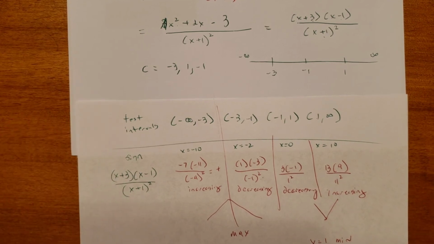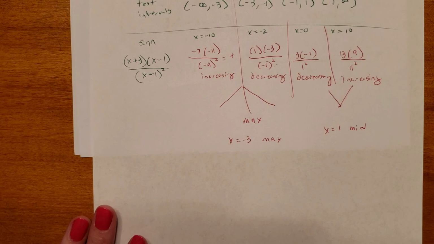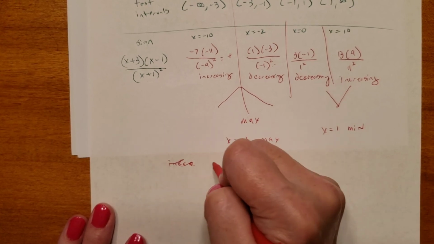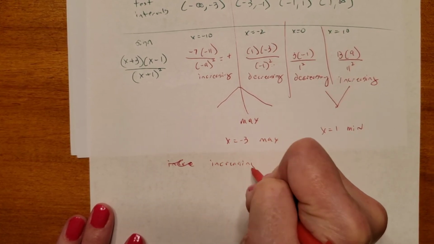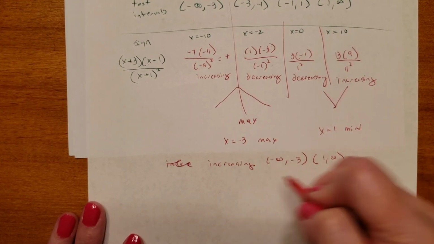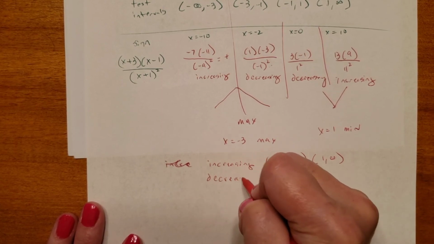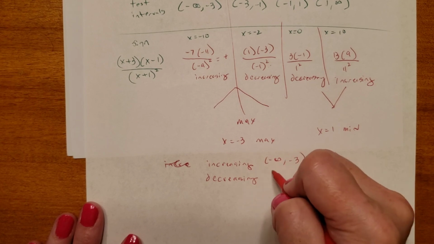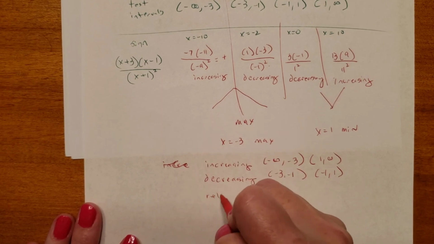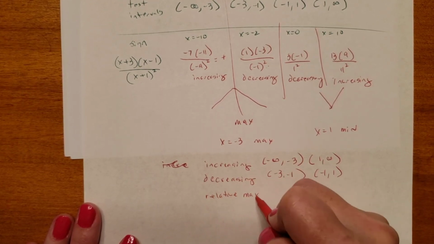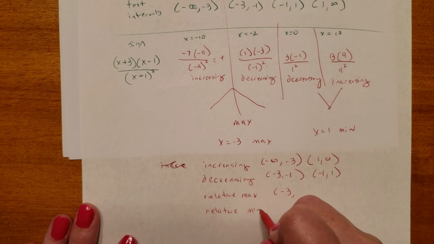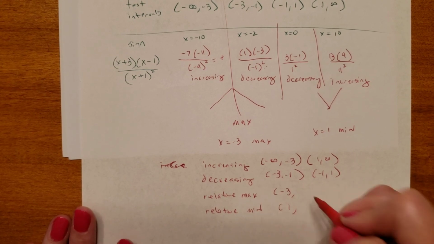So wrapping the whole thing up here, we've got increasing on negative infinity to negative 3, and from 1 to infinity, and then we have decreasing from negative 3 to negative 1 and negative 1 to 1, and then we got a relative max at negative 3. We need to find the y still, and then we add a relative min at 1, and we need to find the y.